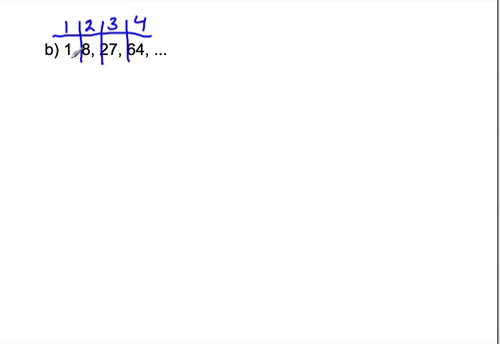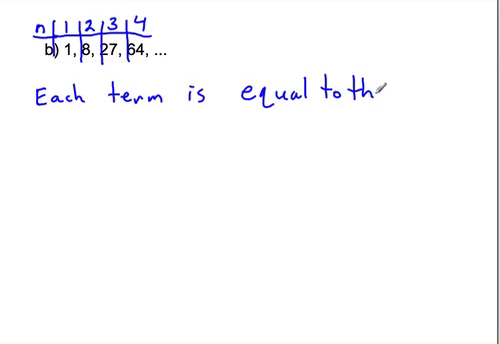Okay? So what's happening here is you have 1 cubed is 1, 2 cubed is 8, 3 cubed is 27, and 4 cubed is 64. So what's happening here is, these numbers up top, we call it n, but we call it the term number. So the term number is cubed in each term of the sequence. Okay, so you could say each term is equal to the cube of the term number.